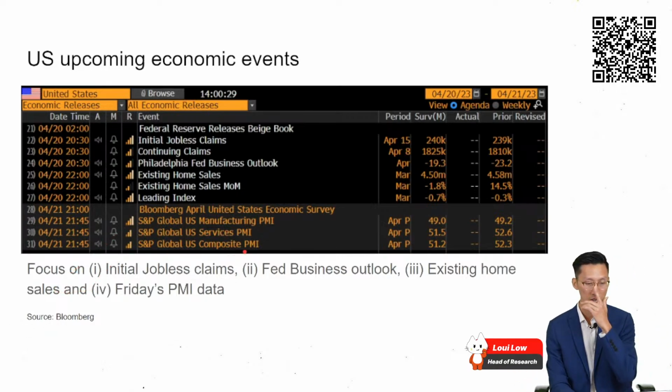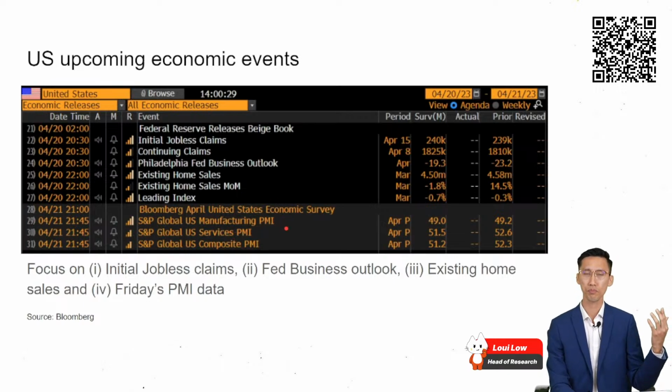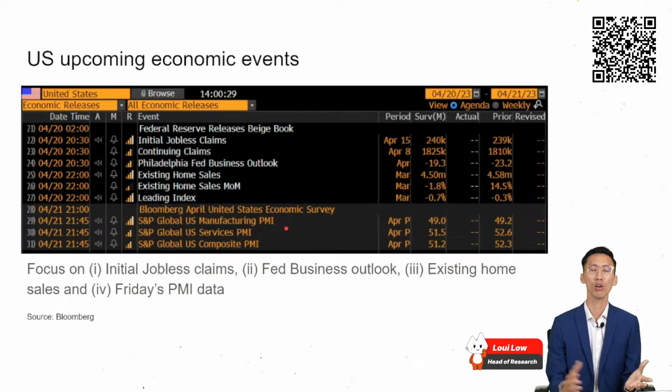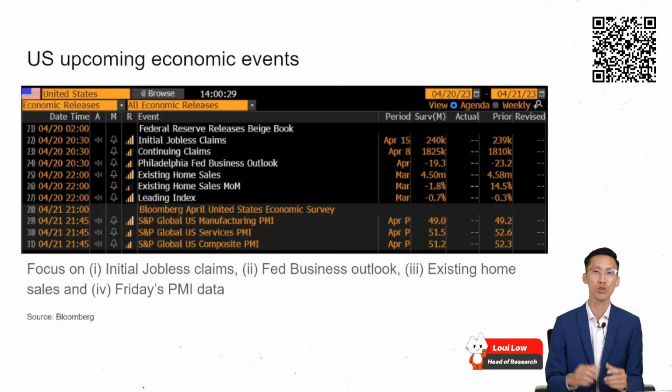And tomorrow we have the S&P Global US Manufacturing PMI. If it is below 50, it is called a contractionary period. If it is above 50, it is an expansionary indicator. So PMI is also very important to take note of, whether the business is actually moving in expansionary mode or contractionary mode. So I think these are some of the key events or key data that people will look at.